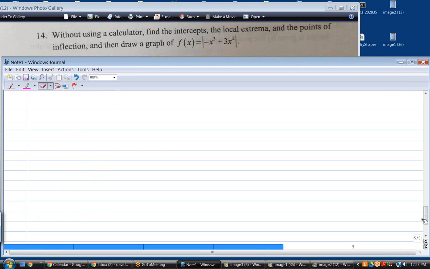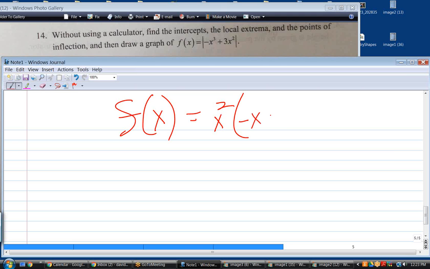Well, that thing should be the absolute value of minus x cubed plus 3x squared. Well, the intercepts aren't that hard. Let's ignore the absolute value for a moment. If I'm looking for the intercepts on that, I'm going to factor out an x squared. And I'm left with minus x plus 3.